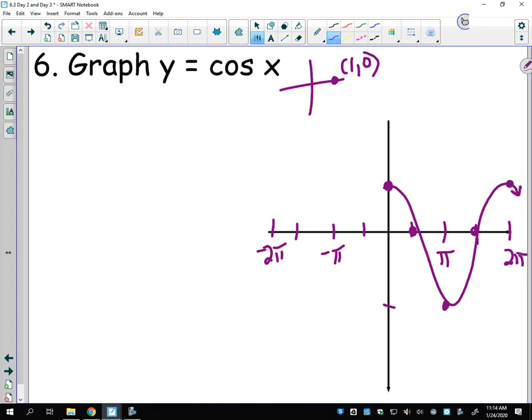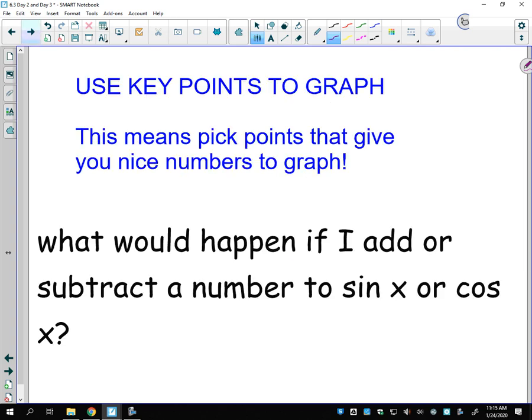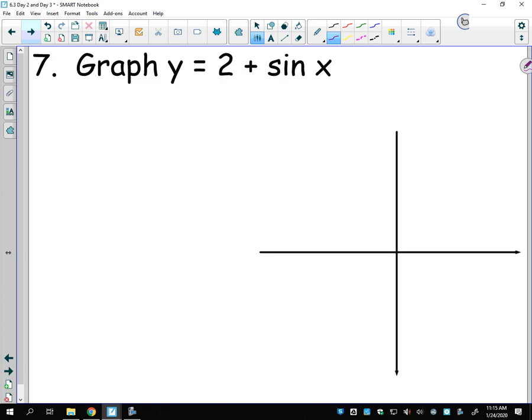Because cosine is an even function, if we go the negative way, like clockwise, we get the exact same thing because pi halves is still at 0, and negative pi is the same as positive pi. So when you graph cosine, you get the exact same thing on both sides, and it kind of looks like a W when you graph it. Okay? So that's what I mean by using key points, points that give you 0, 1, or -1.